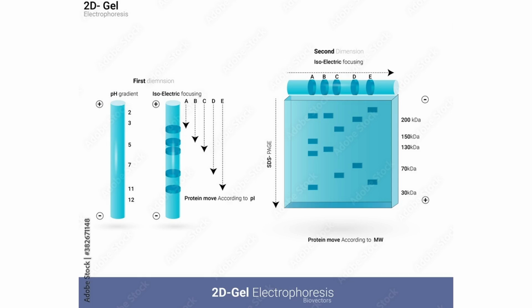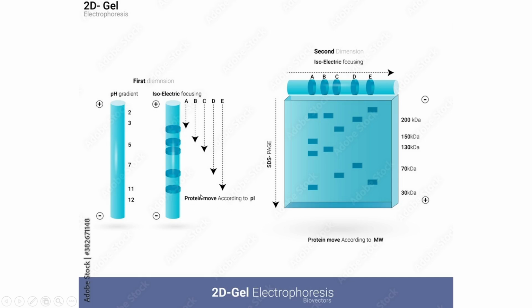Just to give an overview in one or two lines of what 2D gel electrophoresis is: whatever your protein sample is, you will initially run it on a pH gradient strip, called an IPG strip, an isoelectric focusing strip. This moves the proteins in one direction from lower pH to higher pH, and the protein movement here depends on only one thing, that is the isoelectric point.